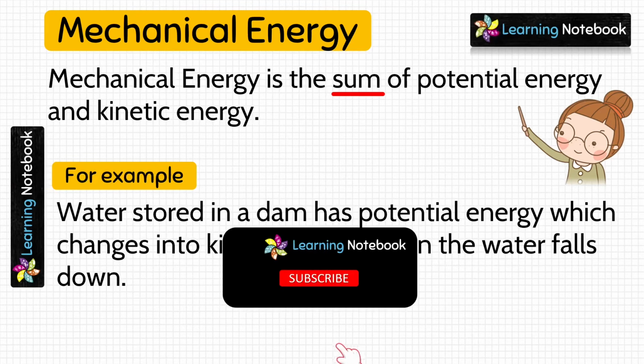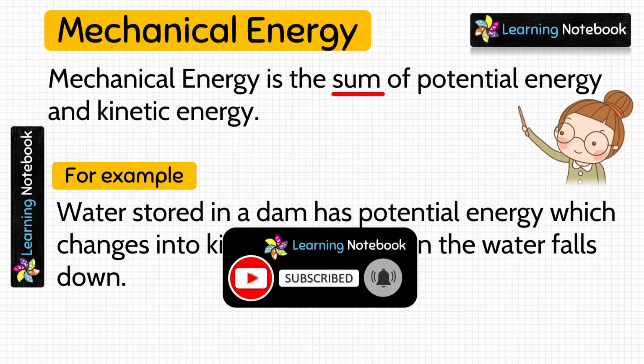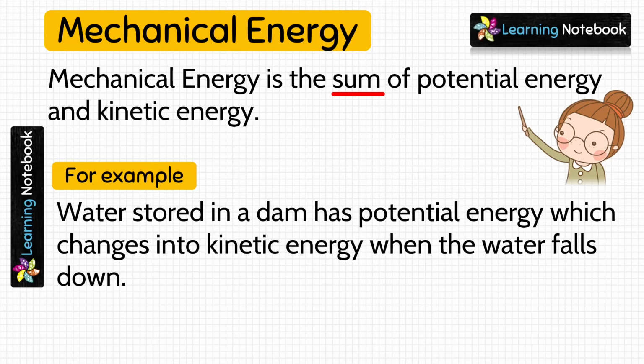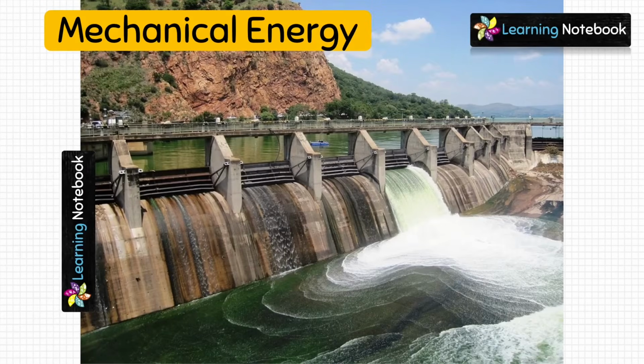Let's understand this example. Water stored in a dam has potential energy because water is stored in a dam at a certain height, at a certain position, and it changes into kinetic energy when the water falls down. So when the water is falling down from a height, it is moving. So the potential energy as well as the kinetic energy together make the mechanical energy.